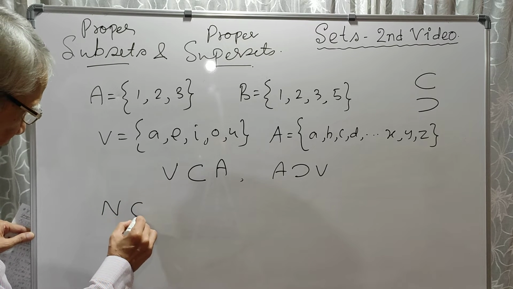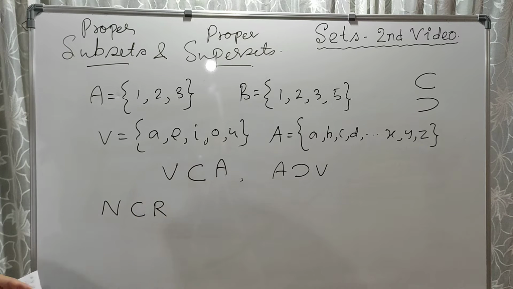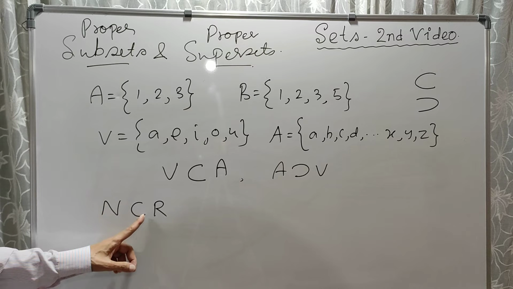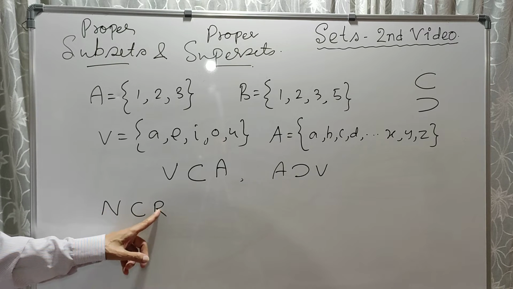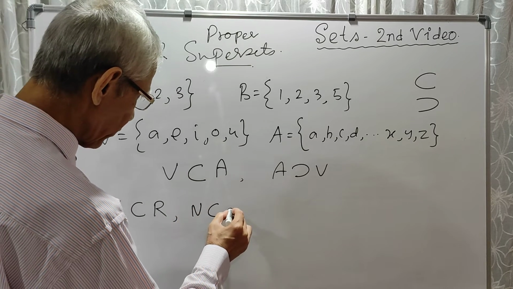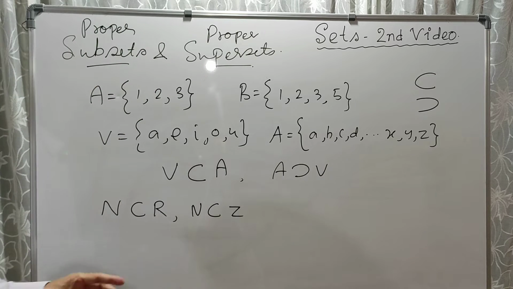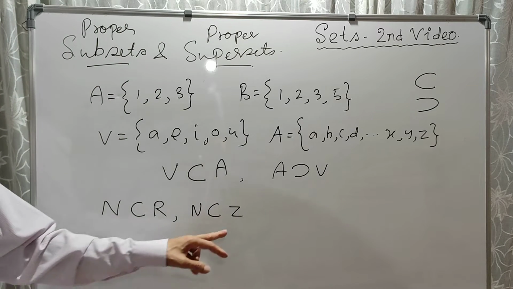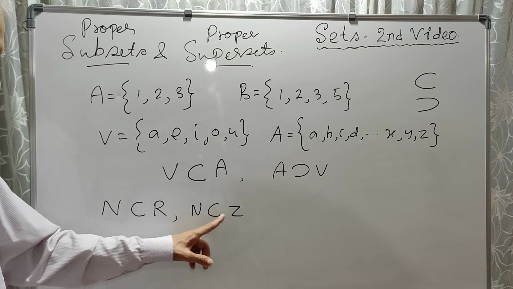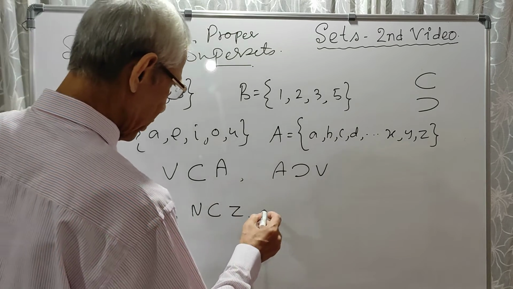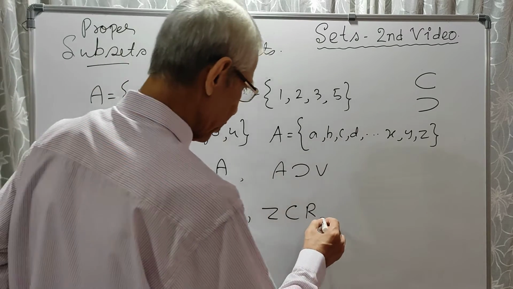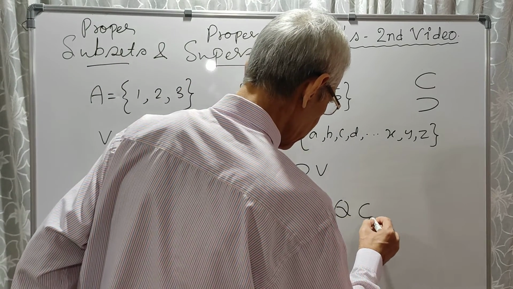That way, N is a proper subset of R. N is a set of natural numbers or counting numbers. The set of counting numbers is a proper subset of R. R is a set of real numbers. Not only that, N is also a proper subset of Z. Z is a set of integers. All right. So N is the set of natural numbers, so this is a subset of Z. And then Z is a proper subset of R. Then Q is a superset. Q is a proper subset of R.